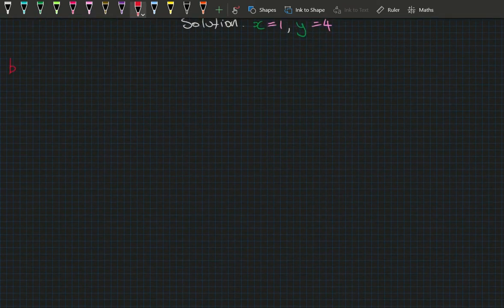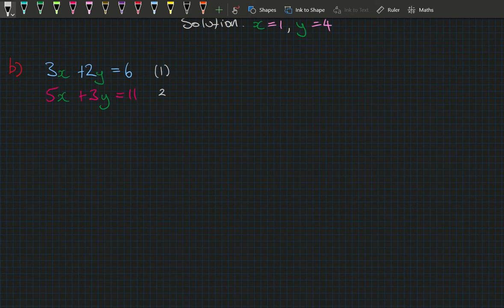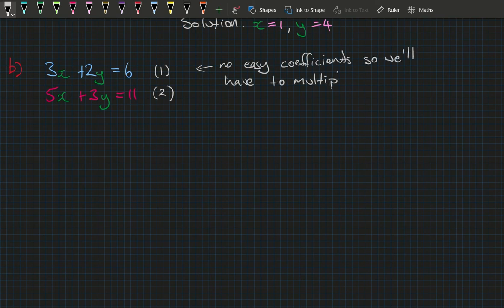In part B, we're asked to solve the simultaneous equations 3x plus 2y equals 6 and 5x plus 3y equals 11. And I'll name them equations 1 and 2. In this example, we don't have a coefficient that multiplies easily to be equal to the coefficients of the same variable in the other equation. So we're going to have to multiply both.